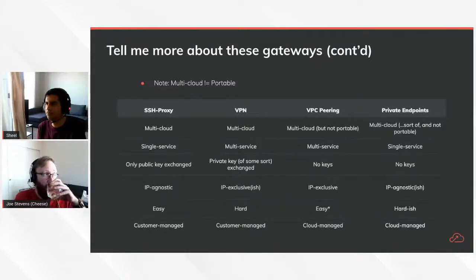Joe, on these kinds of SSH proxies and VPNs, it seems like there does still need to be some exchange of information between the customers and the Ascend platform. What's a good way of doing that, especially for private key stuff for VPN? So this would go back to Keybase, I would recommend.